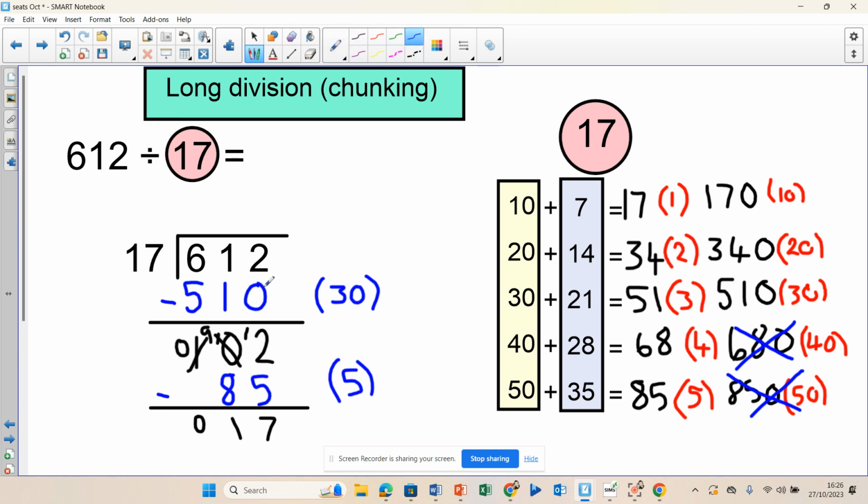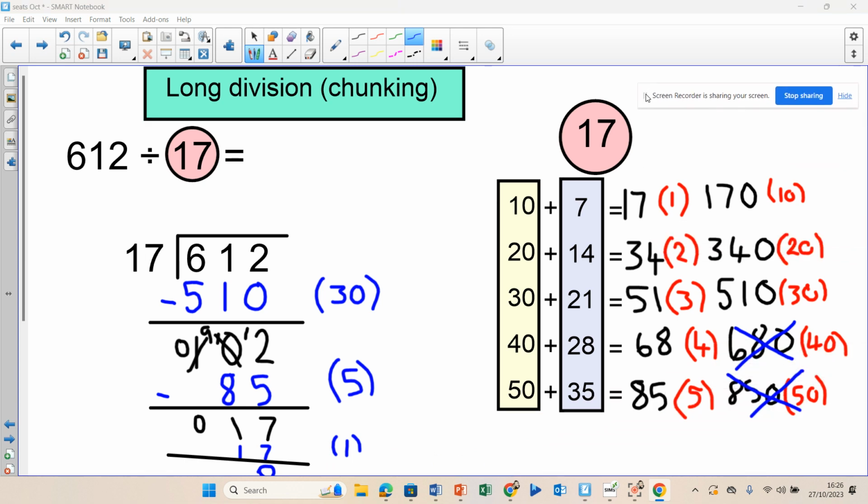It's quite obvious this time which chunk I'm taking away. It's obviously got to be 17. Just squeeze that in down there, which is a chunk of 1. And then that's going to leave me with 0. Okay, your final step to do is to add up your chunks.